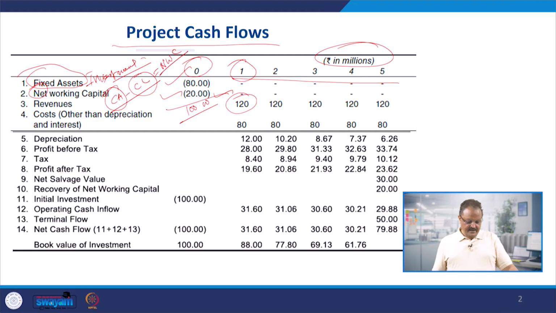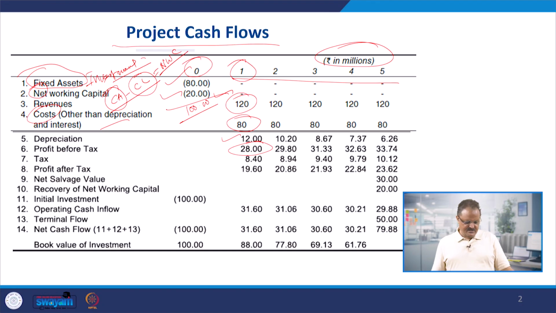This is the revenue, and from this revenue you subtract the cost, and that cost is other than the depreciation and interest. So this cost is going to be 80 million, and besides this 80 million of cost, you have to subtract something called depreciation, which is worth 12 million. All this will give you the profit before tax. We do not subtract the interest, right?